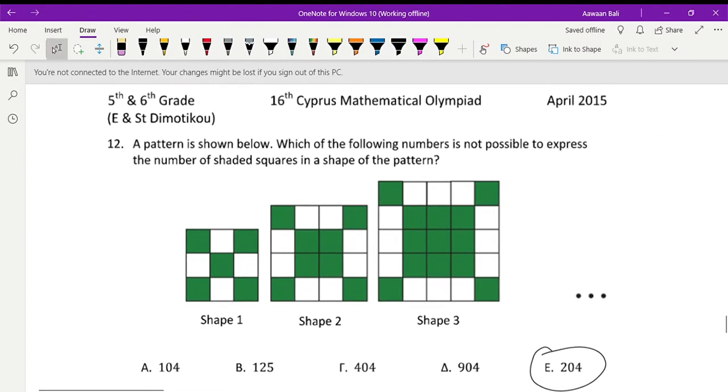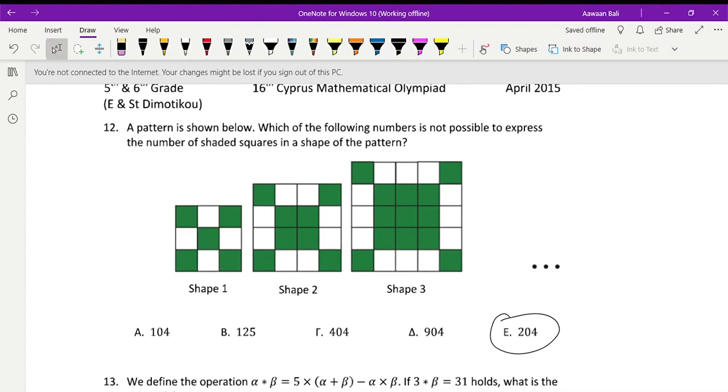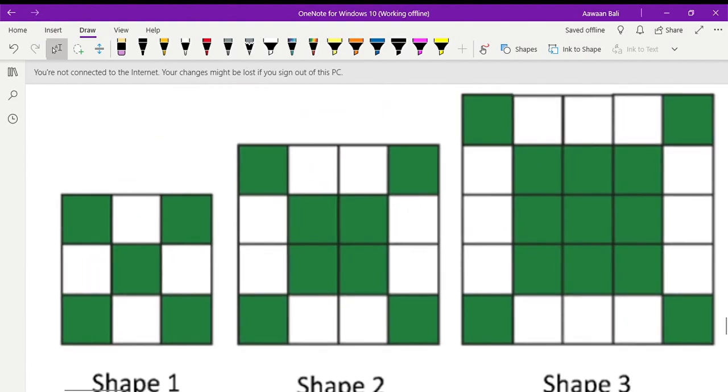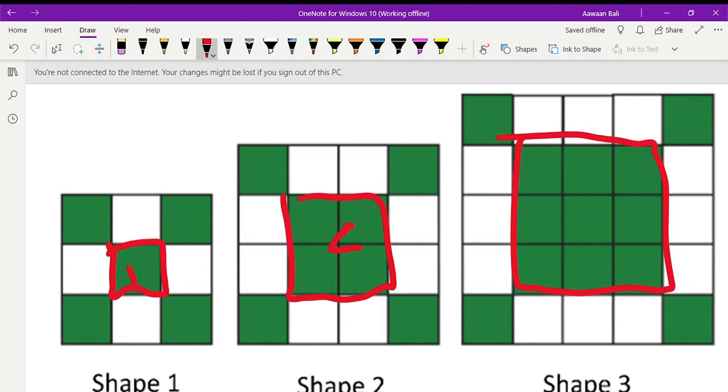Question number 12. A pattern is shown below. Which of the following numbers is not possible to express the number of shaded squares in a shape of the pattern? Now, do you notice something odd? It's not exactly odd, but okay. These are all square numbers. This is 2 squared, this is 3 squared. So like 1, 4, 9.